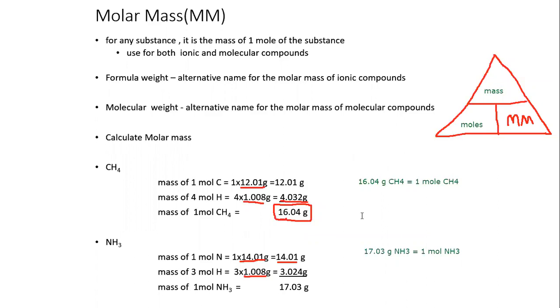So let's look at a few more examples of calculating molar mass. Again, this triangle is very important, and make sure you make a note of this. Mass over molar mass gives us moles. Moles times molar mass gives us mass. These two calculations will be done a lot when we're dealing with stoichiometry.